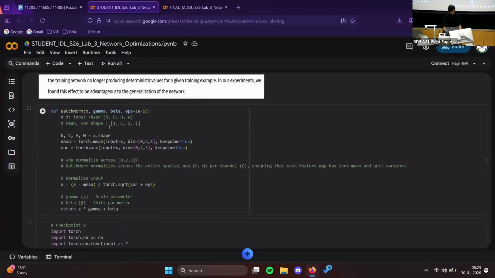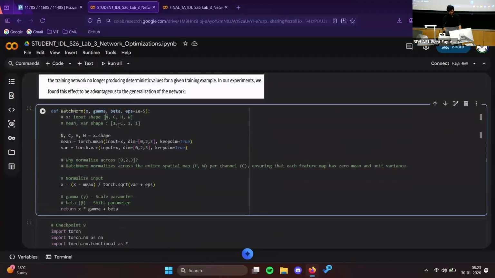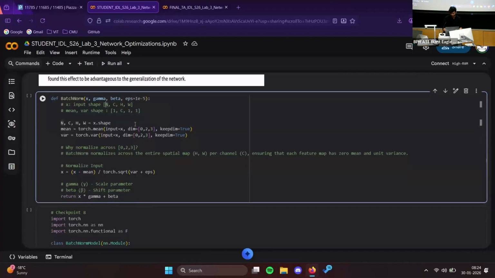So if you see this code cell, we have an input with shape N, C, H, and W, where N is the number of samples, C is the channels, H is the height, and W is the width. If C is 3, it means that we have an image with R, G, and B channels. C are essentially the feature maps, the number of feature maps.